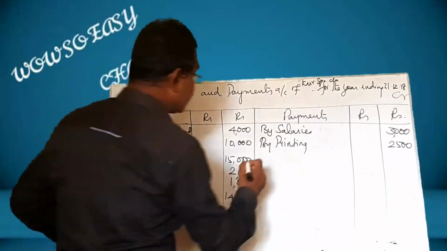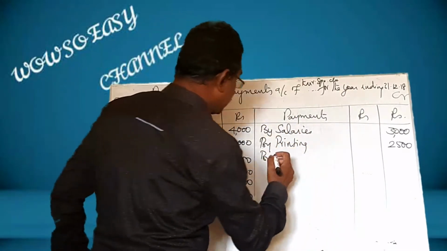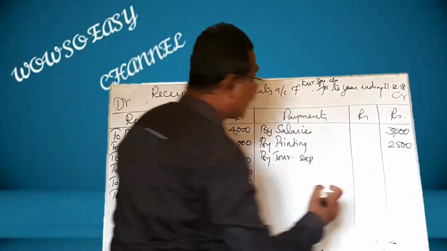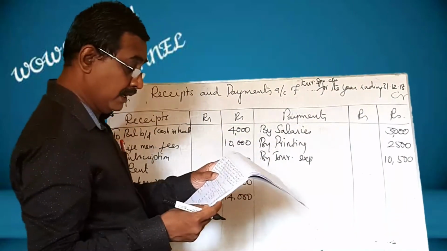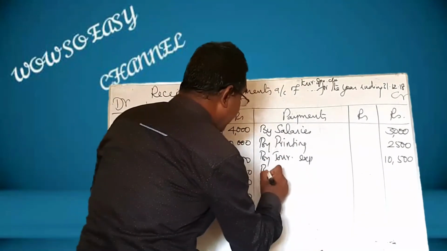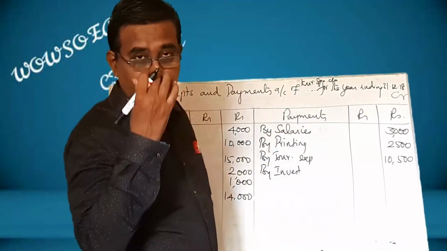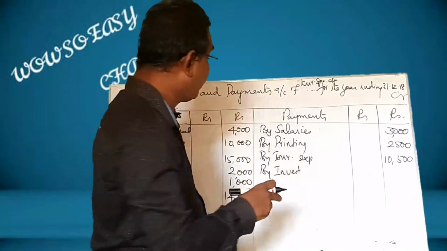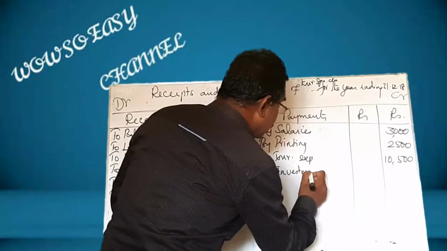And tournament expenses. When money is expended, money goes out of the business. So, by tournament expenses, what is that amount? 10,500. And investments purchased. By investments, it means we might have spent money to buy investments. When we go for buying shares, that will be treated as buying investments. That investments, 25,000.